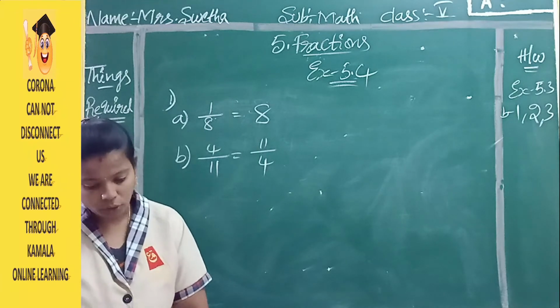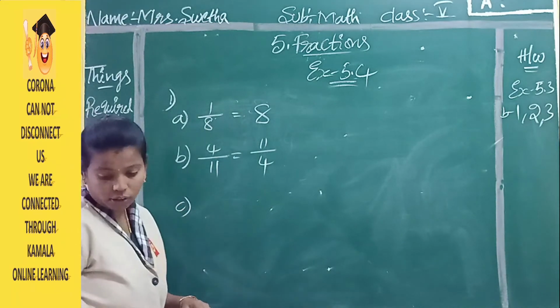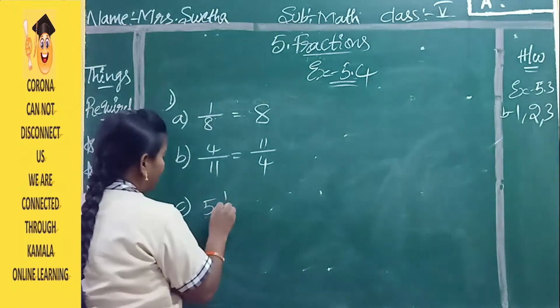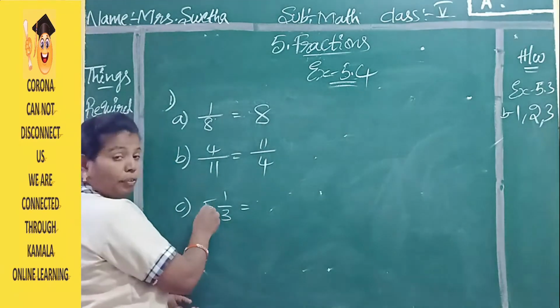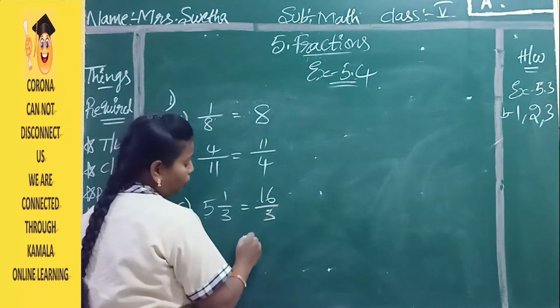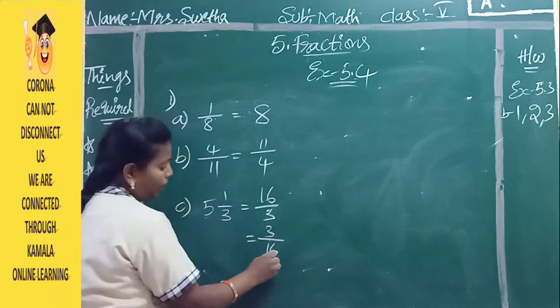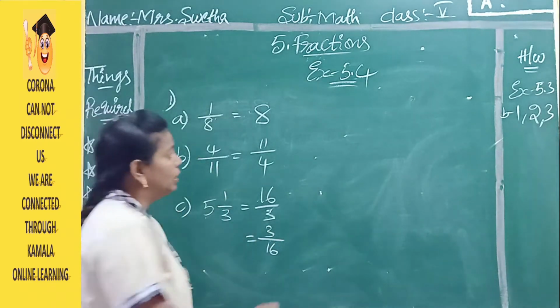In the third one you see it is a mixed fraction; this also I will explain. 5 1 by 3. First you have to change it into a normal fraction. 5 threes are 15, 15 plus 1 is 16. So 16 by 3. The reciprocal of this you will get as 3 by 16. Okay, so this is about your first bit.